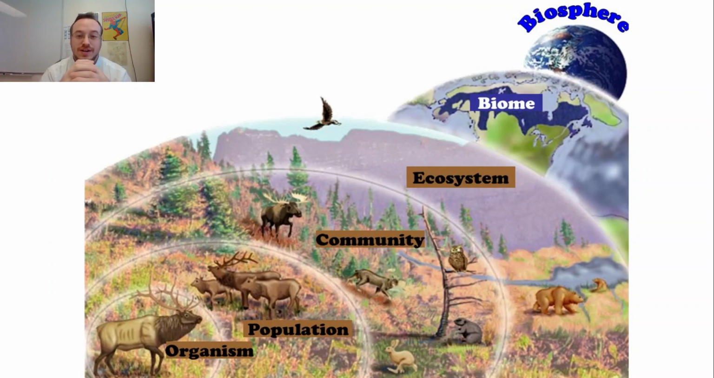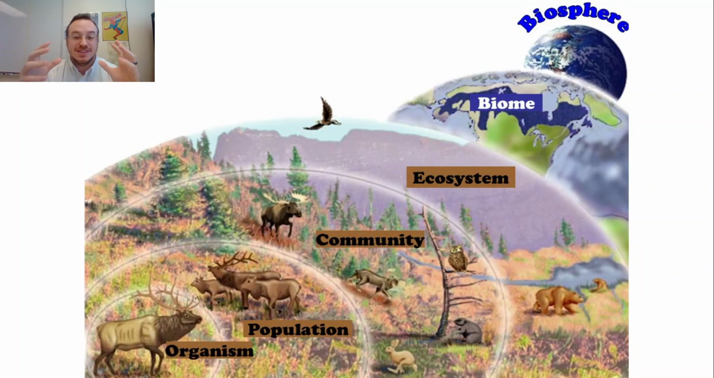So we've got a single organism. That's one thing, right? One plant, one animal, one fungi, one living thing. A bunch of those together make a population. Populations have the same species in them, right?